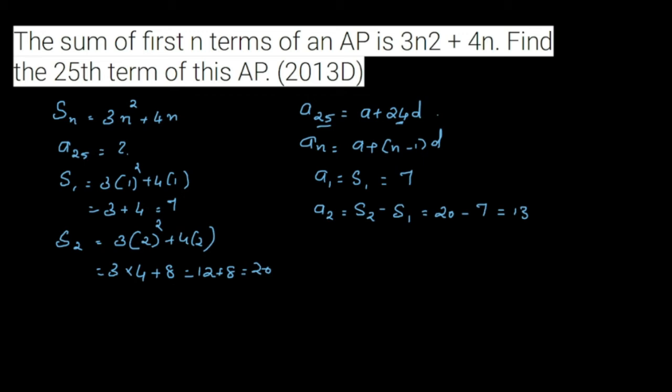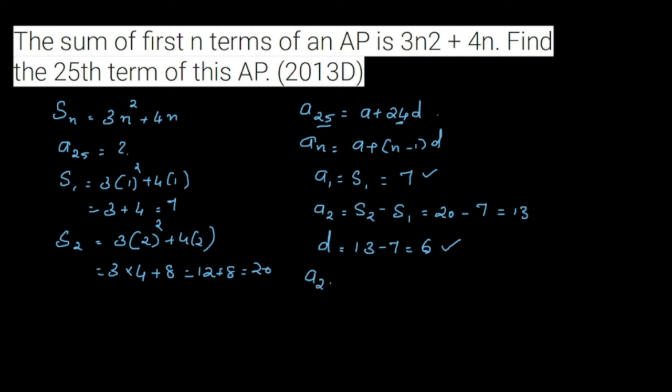Right? So if you want to find out A3, that also we can find out from sum. That is S3 minus S2 is A3. But we need to find out only A1 and A2. So next, what is D? D is equal to A2 minus A1, 13 minus 7 is equal to 6. So A1 is 7 and D is 6. Now we need to find out A25.